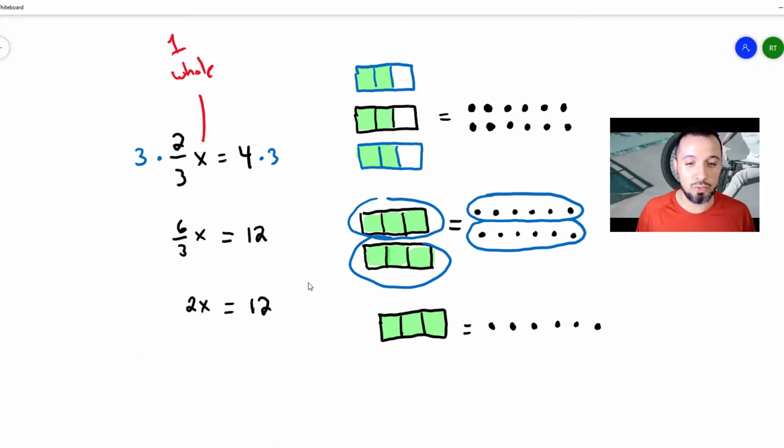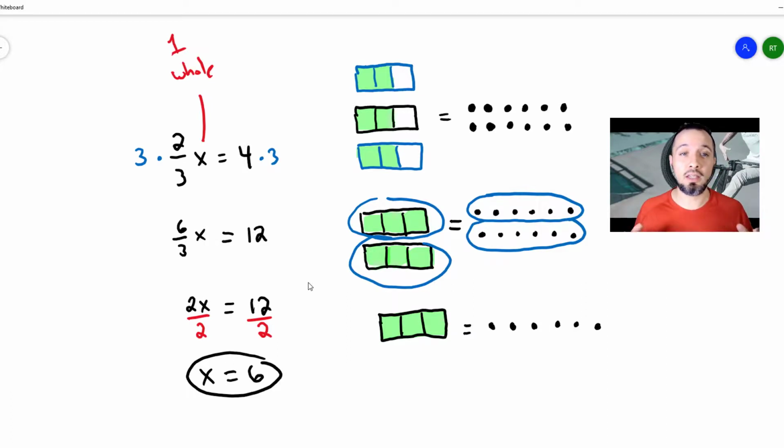Algebraically, if I were to do the exact same step, splitting it up into 2 groups means we're using the division property of equality. We divided both sides into 2 groups. So that means that I'm going to divide both sides here by 2. I split it up into 2 groups. And when I simplify, I get one whole amount, 1x, is equal to 6. And that is the idea behind what's going on in this problem.